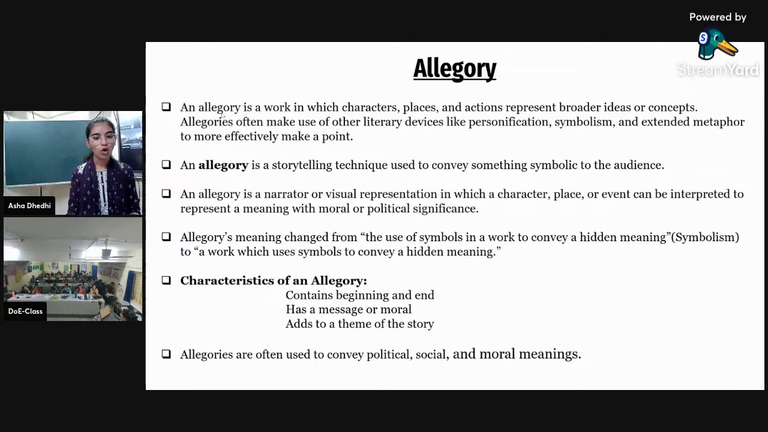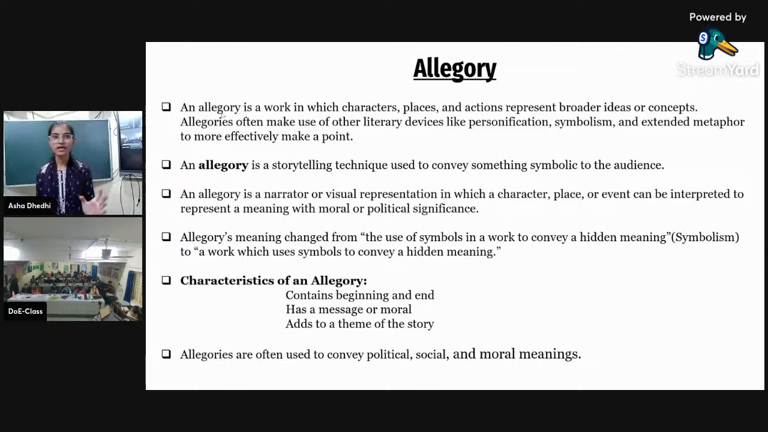Now, an allegory is a storytelling technique used to convey something symbolic to the audience. What happens in allegory is that the story is saying something, and parallel to that, there is another story going on. So you have to understand both stories in parallel and try to find out what kind of moral those stories are conveying. So an allegory is a narrative or visual representation in which a character, place, or event can be interpreted to represent a meaning with a moral or political significance.